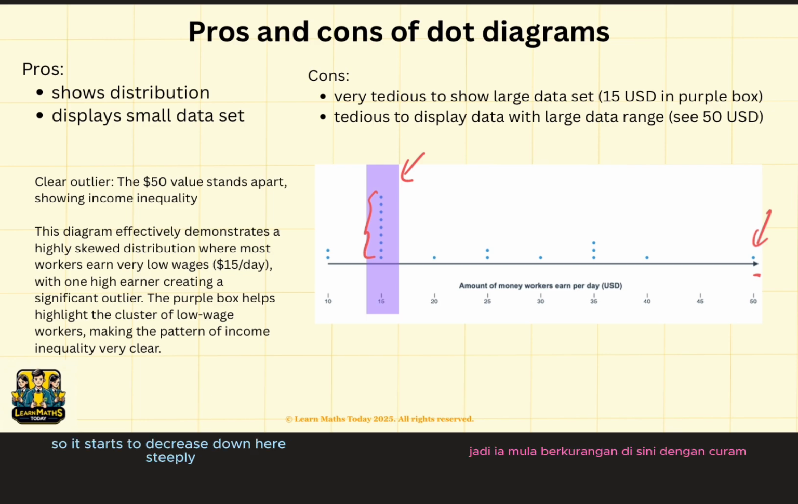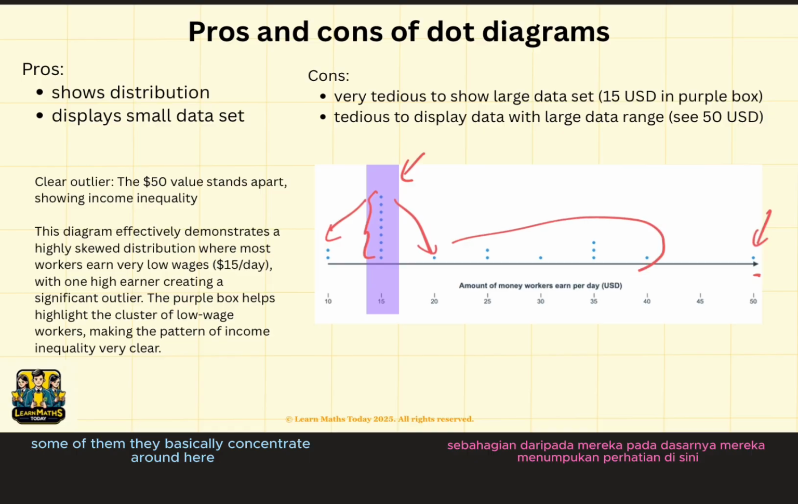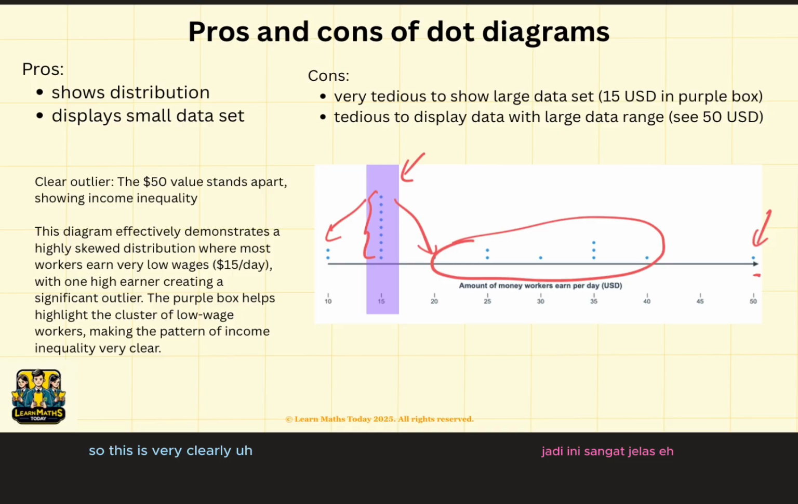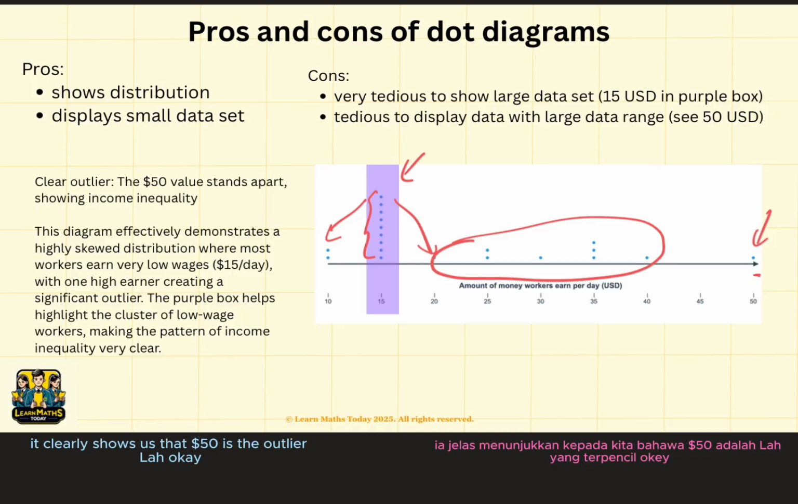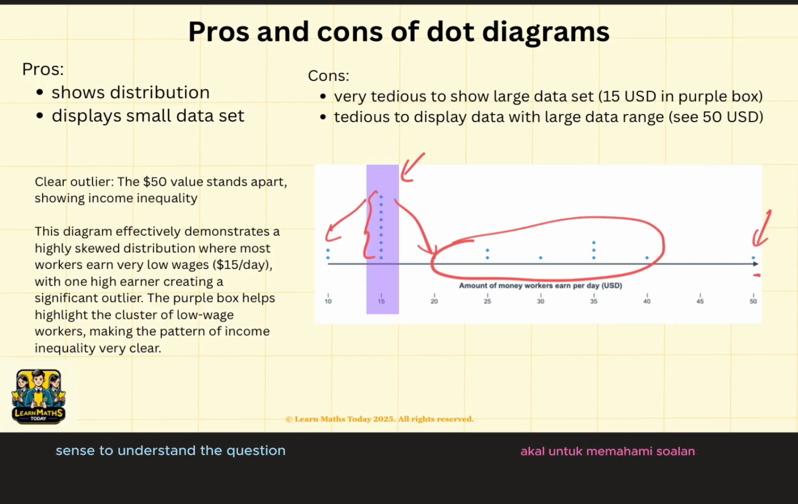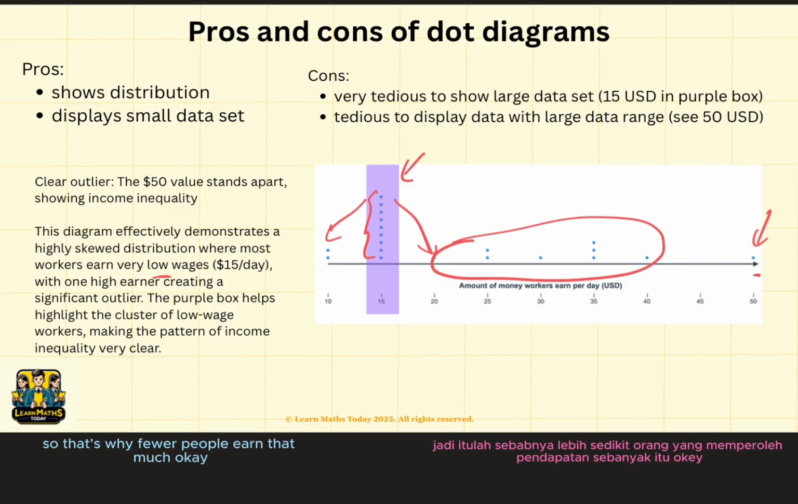So it starts to decrease down here steeply. It decreases here, an even steeper decrease. Then some of them concentrate around here, but none of them actually exceed 40 except for one. So this clearly shows us that $50 is the outlier. Sometimes you have to use a bit of common sense to understand the question, because here they say low wage. If it's anything too high, like $50, I don't think it's counted as low wage already. So that's why fewer people earn that much.